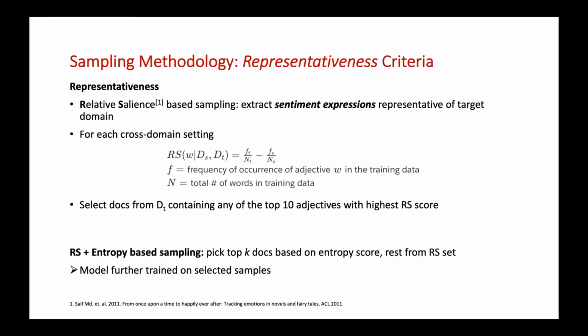The final sampling strategy overall combines both of these approaches. We first pick the top K documents based on the entropy score and the rest from the relative salience set. Once we make this selection from the target domain training data, we then further train our model on these selected samples.